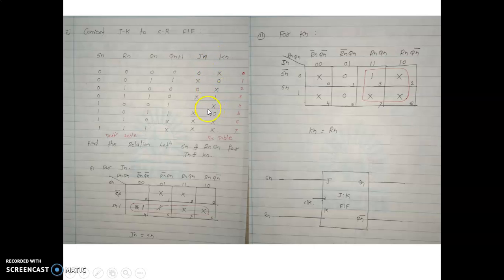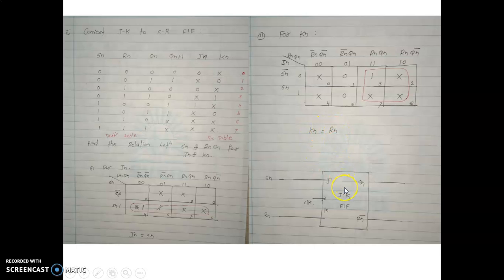After considering the excitation table, again we have to draw the K-map equations. Here the SR flip-flop consists of two inputs, S and R, and the present state Qn. So we have to draw the 3 variable K-map. Here we can find the equations for Jn and Kn. After forming the equations, Jn is equal to Sn and Kn is equal to Rn.